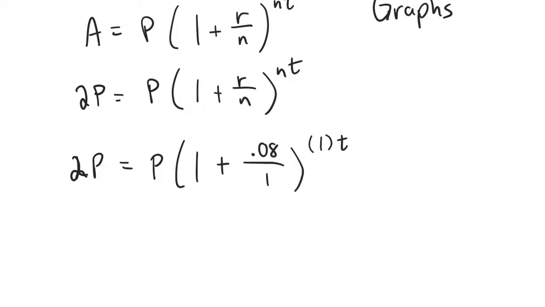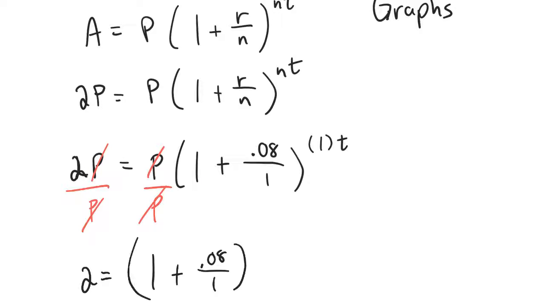Well, that's nice. When I divide both sides by P, the P values cancel on both sides, making the left-hand side just equal to 2, and the right-hand side equals this. Now, instead of writing 0.08 divided by 1, anything divided by 1 is itself, right? So this is just 1 plus 0.08. 1 plus 0.08 is 1.08.